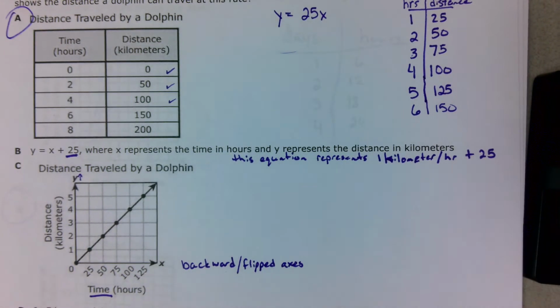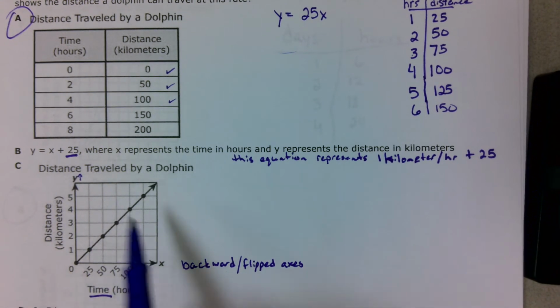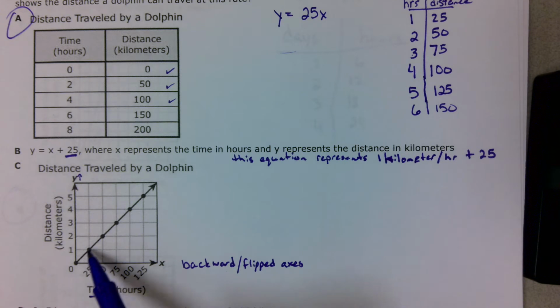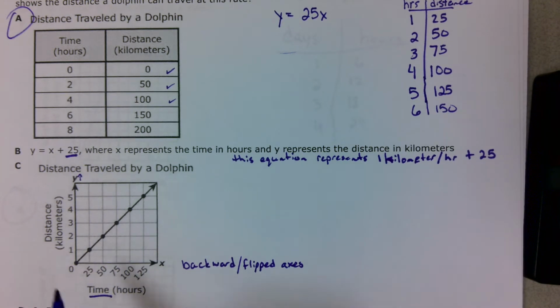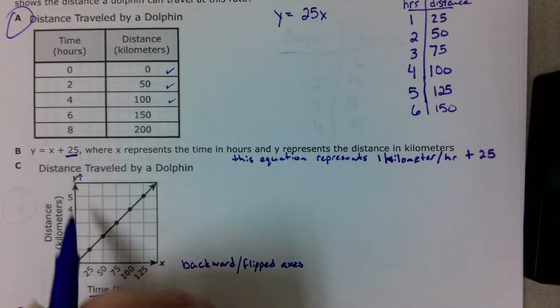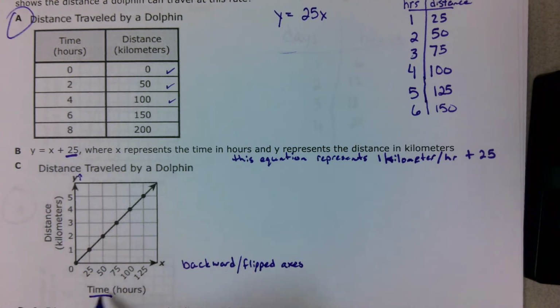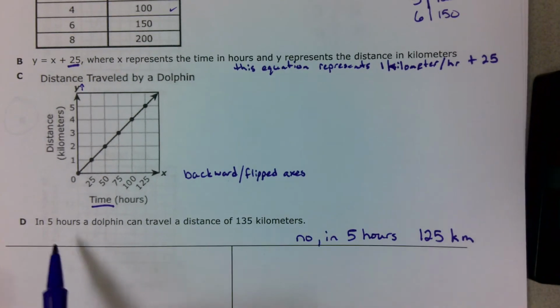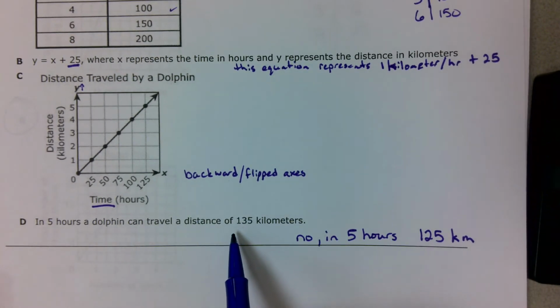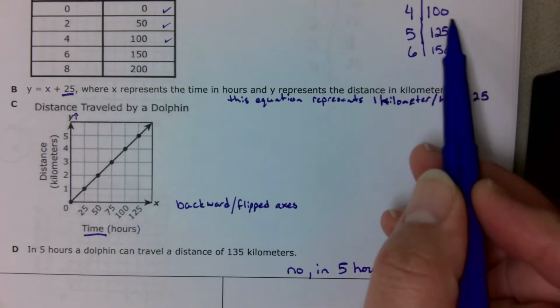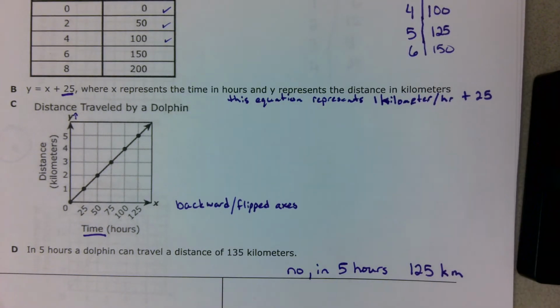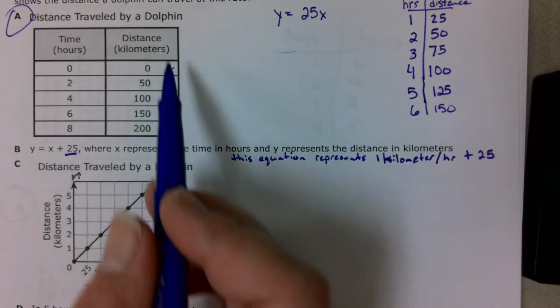The equation should look like this. Here is my table, or a graph. And this graph right here, it's backwards. We've got our time, 1 hour would have been right here, and 25 kilometers would have been way off our coordinate plane. If kilometers would have been down here and time would have been up here, this would have worked, but it's not. So this one is not correct. And then, in 5 hours, a dolphin can travel a distance of 135 kilometers. Well, for 5 hours, we've done this on the table here, it's 125 kilometers, so this is not correct. So your correct answer was the table A.